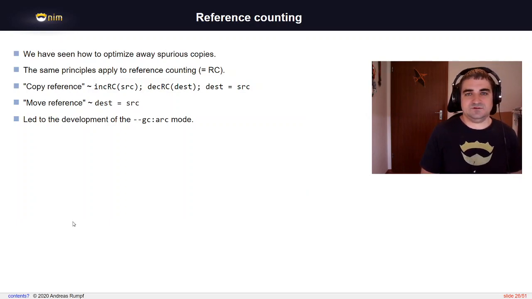So now that we have seen how moves help for our custom container types, and by optimizing assignments, we can apply this knowledge to Nim's ref type. So how about we reference count Nim instead of using a tracing garbage collector? This is what led to this gc:arc mode.